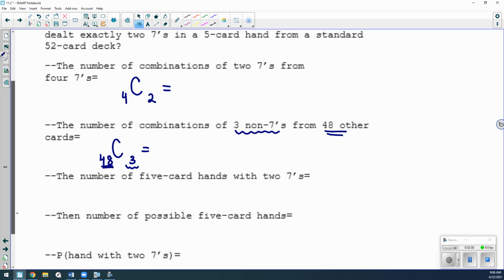And then next up, how many ways can we get a 5-card hand with 2 sevens? Well, here I'm going to multiply those things together. So I'm going to choose 2 of my 4 sevens, and then I'm going to choose 3 of the other 48, and the order doesn't matter. So if I figure out both of those numbers, I can multiply them together and get the number of 5-card hands, the total number of 5-card possibilities with those stipulations. So we've got 2 sevens and then 3 non-sevens.